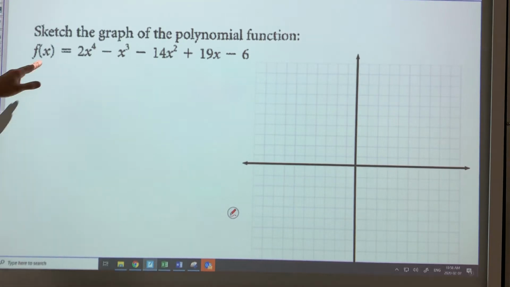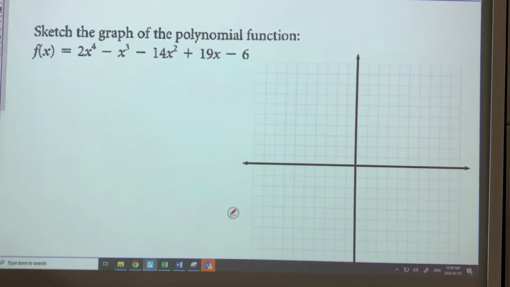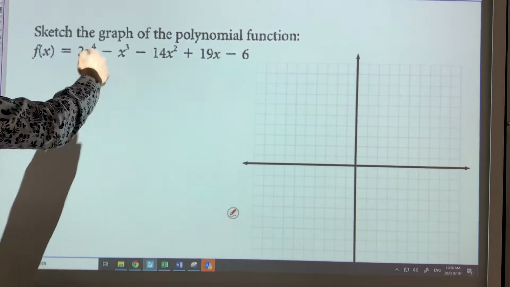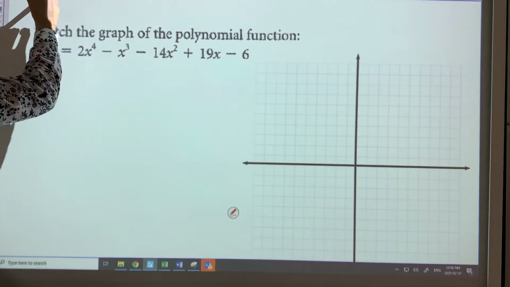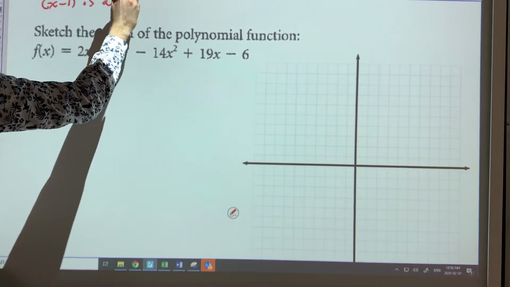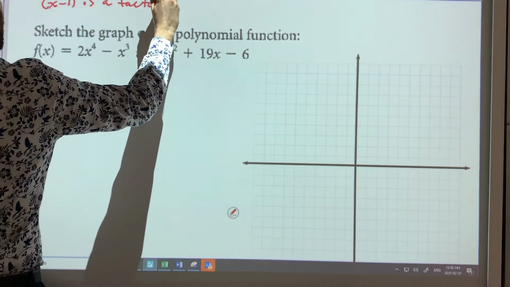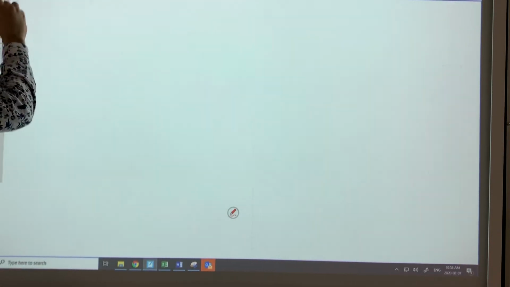Generally, if they were going to get you to sketch one of these, they would likely tell you one of the factors to save you some time. So, they might say, sketch this graph if x minus 1 is a factor or something like that. So I'll just add, x minus 1 is a factor. So now we know that we can start doing some synthetic division. I think I'll do that on another page.